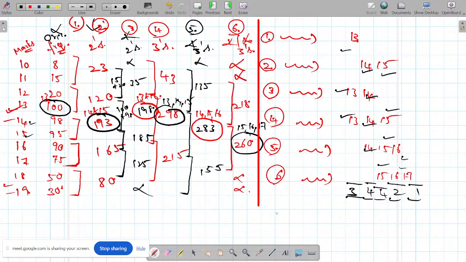If I have a close look at this table, I find that 14 and 15 are repeated an equal number of times. So my mode value is actually what? Ill-defined.